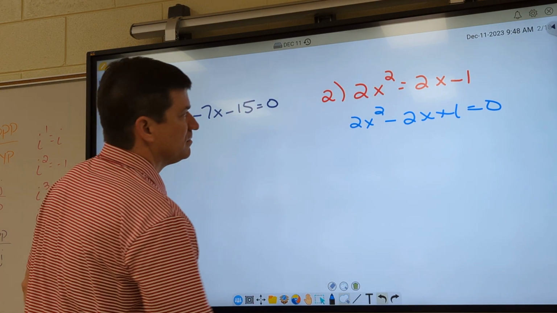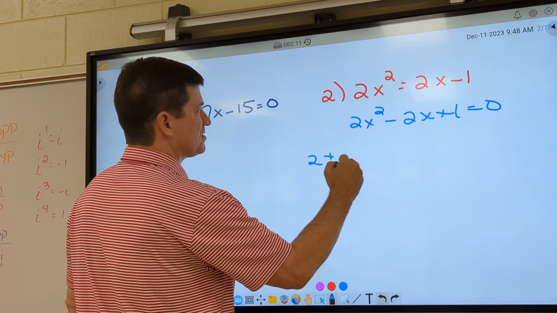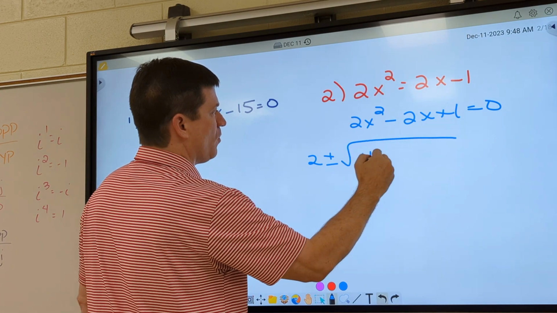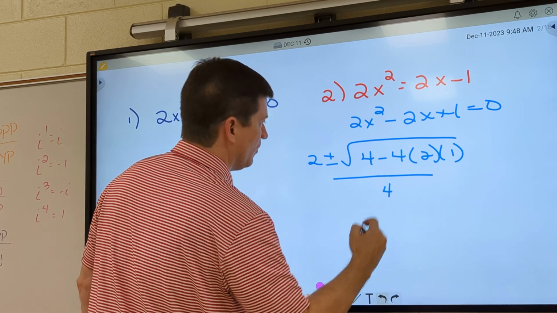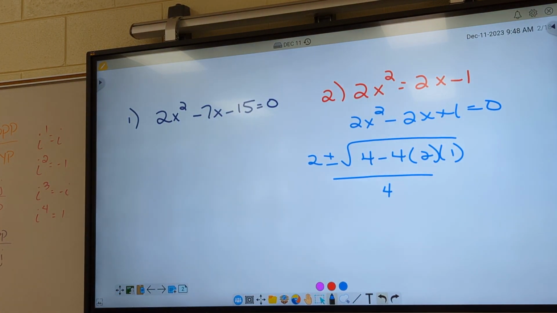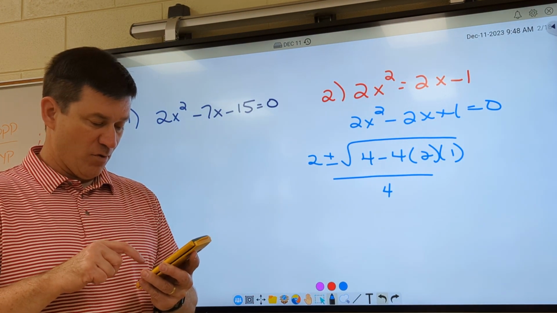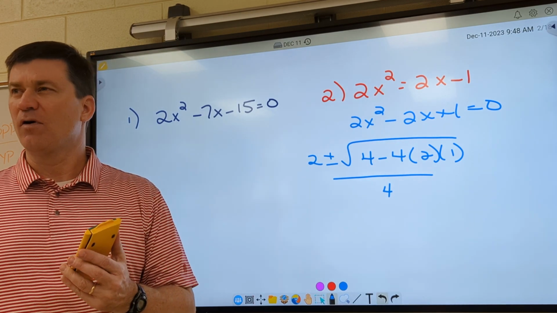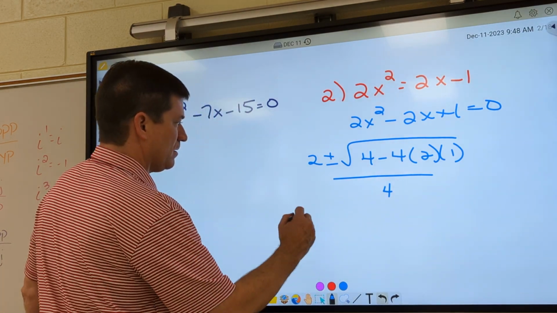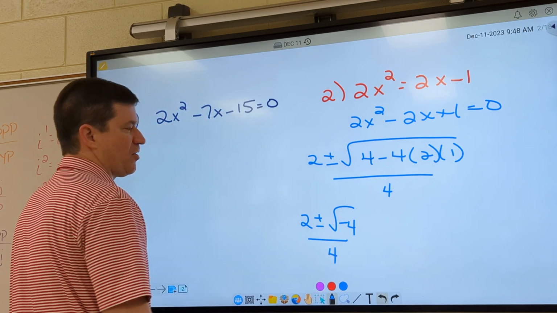Now let's plug them in. Start off with positive 2 plus or minus 2 squared is 4 minus 4 times 2 times 1 over 4. Now Hunter said he got a negative on this one, so let's plug it in the calculator without using the square root symbol. 4 minus 4 times 2. I got negative 4, is that right? 2 plus or minus square root of negative 4. Make sure we all got the same thing.